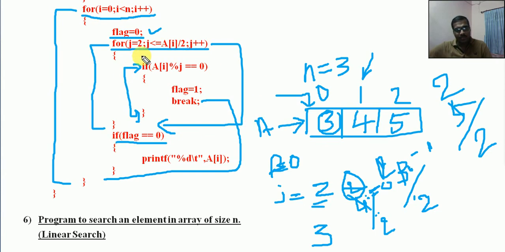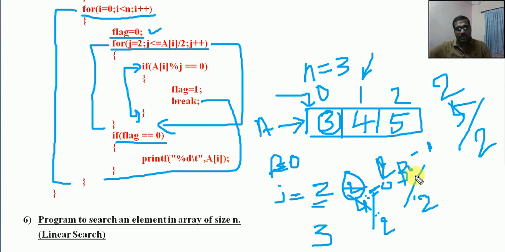Then because we are not having any more value for division, or for finding modulus, it will come over here and it will check the current value of flag, that is equal to 0. Again it will print the value of a of I.